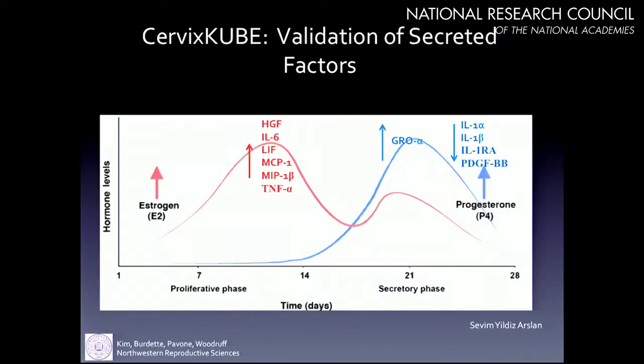And again, with the Luminex system, we also have been able to identify some secreted factors that are expressed preferentially during the proliferative phase versus the secretory phase. And so we can use these as markers later on when we're testing different things.